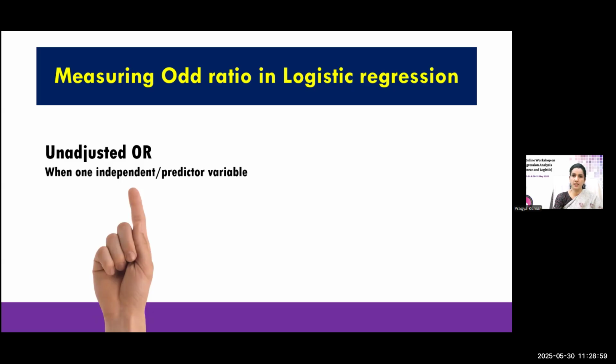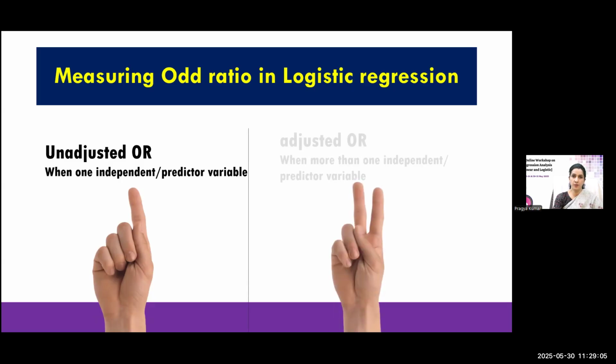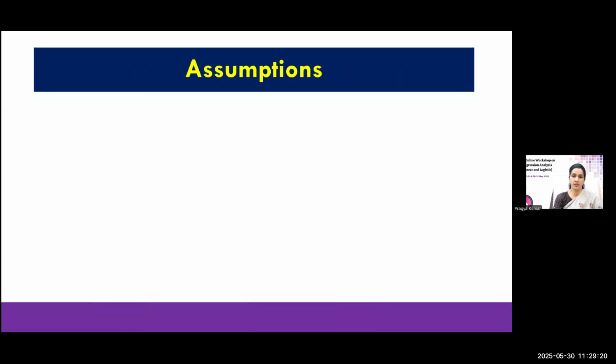So what is unadjusted odds ratio? When there is only one independent or predictor variable, we call it an unadjusted odds ratio. When there is more than one predictor or independent variable, we call it an adjusted odds ratio. And with one independent variable, we call it a univariable analysis, and with more than one, a multivariable logistic regression.